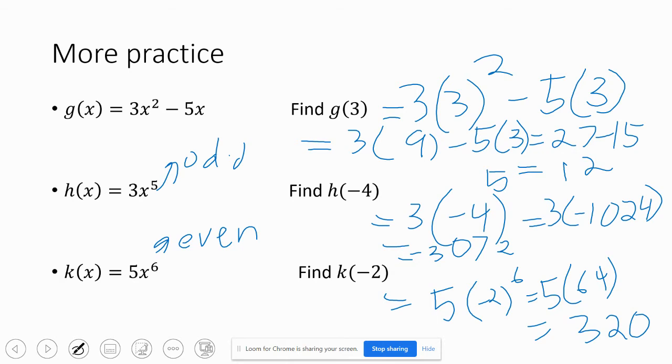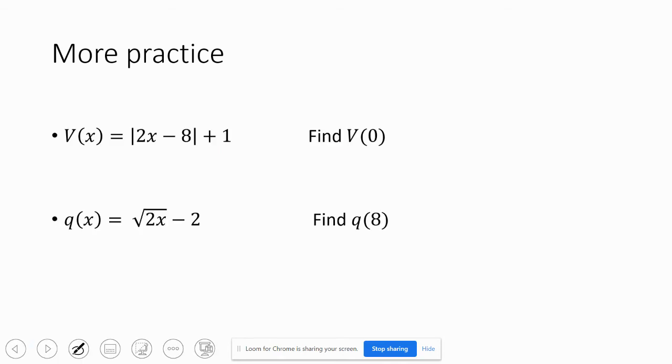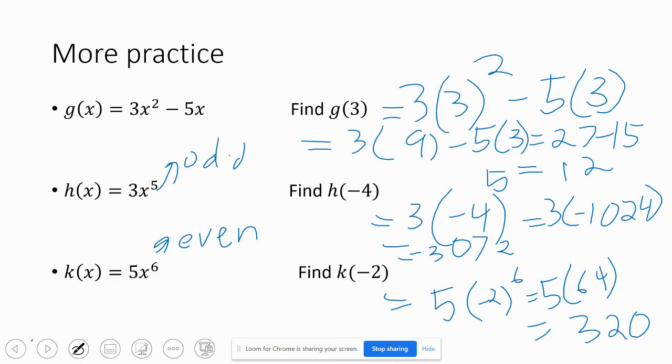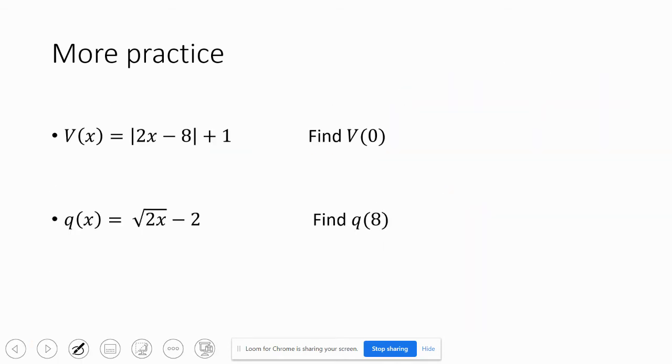Take a minute to copy anything you need down, and we'll go on. Okay, let's continue. Let's do a bit of a more challenging function. Here we have an absolute value function.